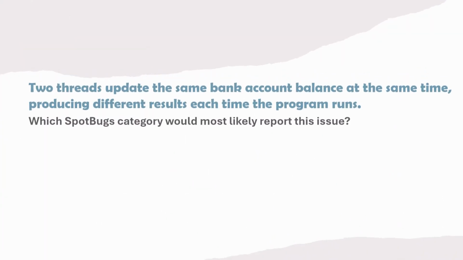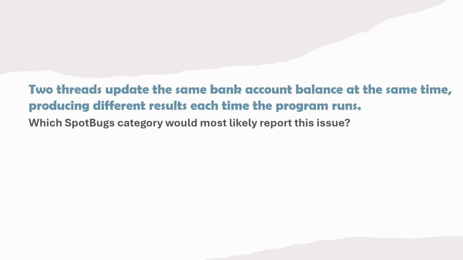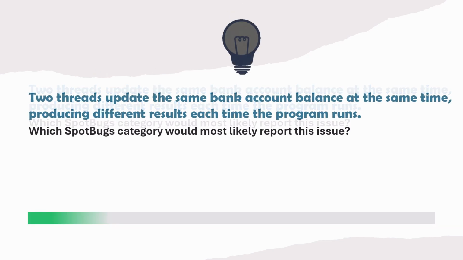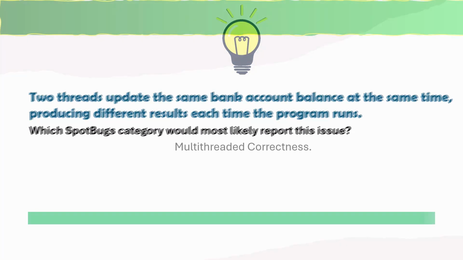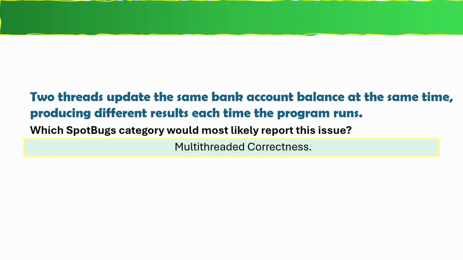Two threads update the same bank account balance at the same time, producing different results each time the program runs. So which SpotBugs category is most relevant? Correct answer is multi-threaded correctness. This is a classical race condition where multiple threads access the shared data without proper synchronization, leading to unpredictable behavior.